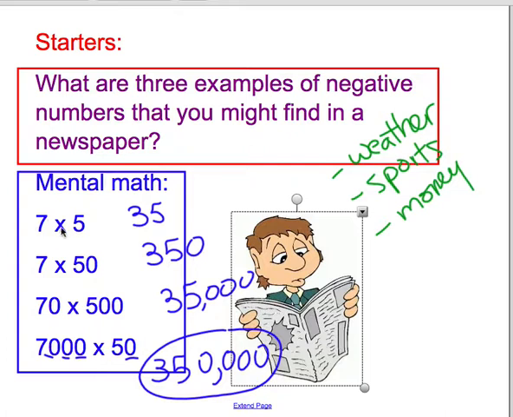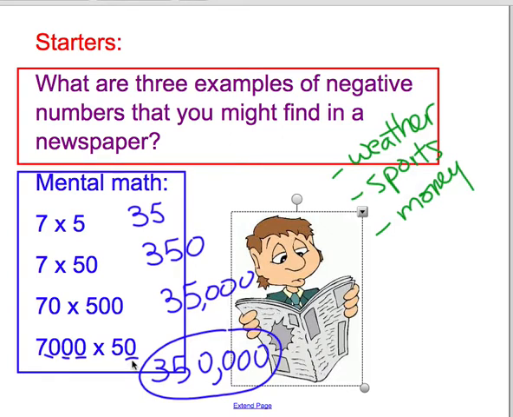We did a quick mental math, and I explained to you why we tack on this 0, because 50 is 10 times bigger than 5. So the answer to 7 times 50 is 10 times bigger than 35. And the same carried on for 70 times 500 and 7,000 times 50. And once we get to see this pattern, you can see that you can just count the decimal places.